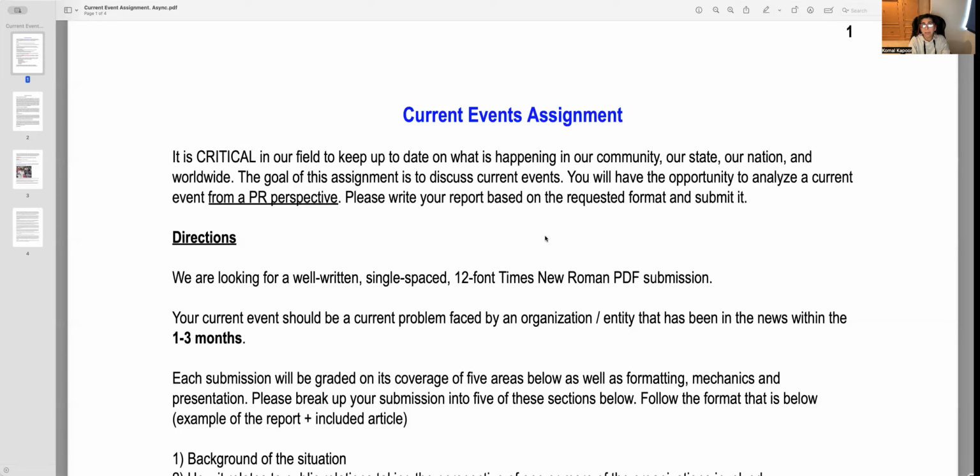So go ahead and look at all of the local papers, national papers online, and what people are talking about in the media, on TV, and you will come up eventually with an event which is fairly recent. That's been around for 1 to 3 months. People have just been talking about it. It's been in the news, and you need to analyze it from a public relations perspective. So there are 5 areas that I'd like you to address as you think about your event and then eventually pick one to write about it.